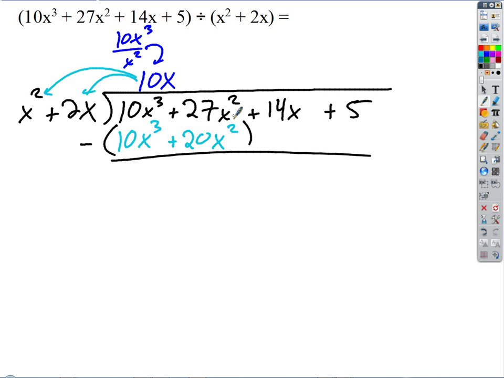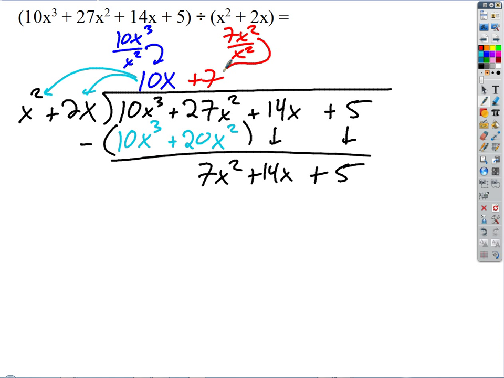What's 27x squared minus 20x squared? 7x squared. Okay, what do I do with the other terms then? Drop them down. So plus 14x plus 5 and start again. Now I'm going to divide 7x squared by x squared, which equals plus 7. I'll distribute the 7 all the way through. What's that going to give me? 7x squared.